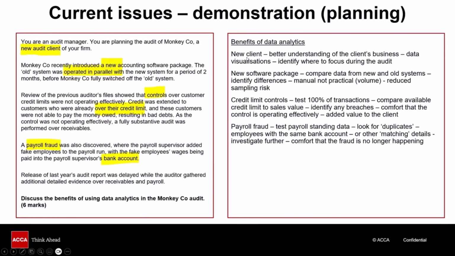Right, how many points have we got? We've got 4 points. And we need 2 more. Into the last paragraph. We're told that the audit report was delayed. Oof. The market was hungry for this audit report, but it didn't get it because it was delayed. The financial statements were delayed because we had to get additional evidence over receivables and payrolls. Well, how can data analytics help here?